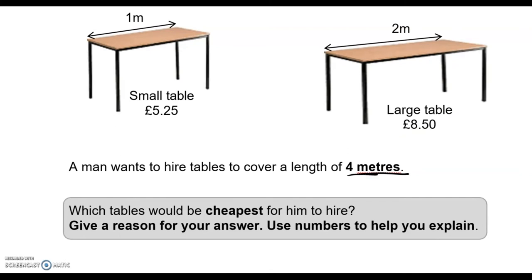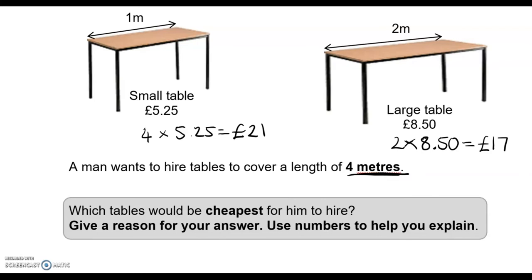So, to cover 4 meters, he's going to need 4 of these and 2 of these. So, we're going to go 4 times 5.25 to work out the cost, which is £21. And for the other one, 2 times 8.5. You can add the 0 as well. Doesn't make a difference, and that should give us the cost, which is £17. So it works out better to get this one.